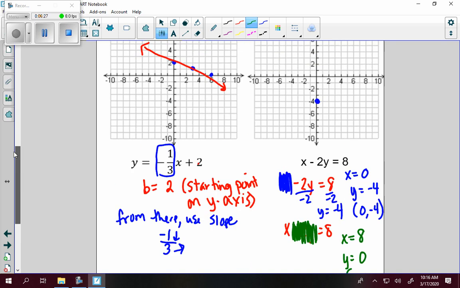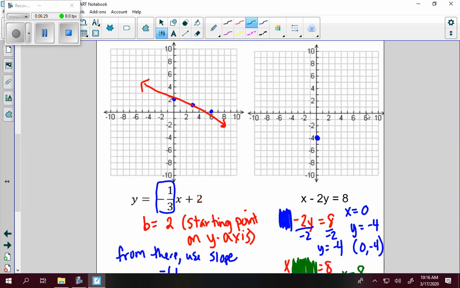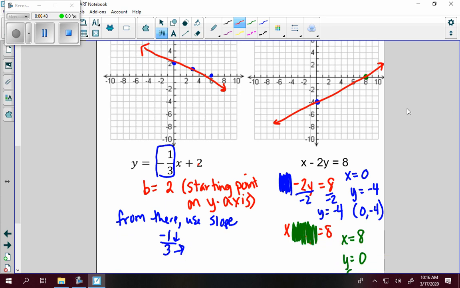Oops, wrong way. Then I'll go over to 8 on my x-axis and put a dot. And then I have my 2 points where I can connect the line as best as I can. Make sure that I see that point and that point. What? That was awesome! I know.